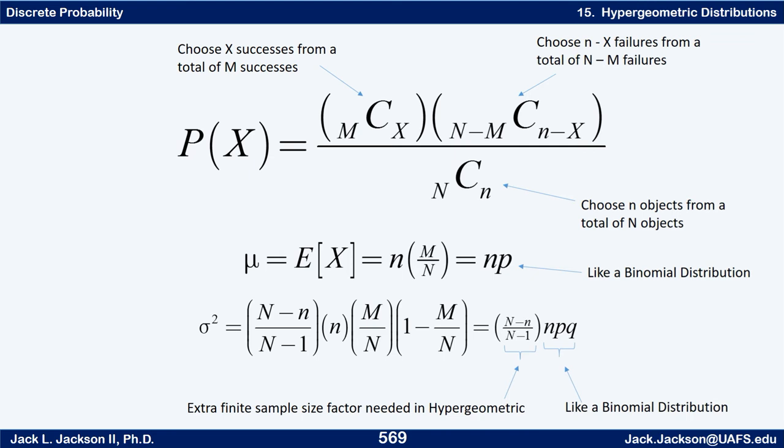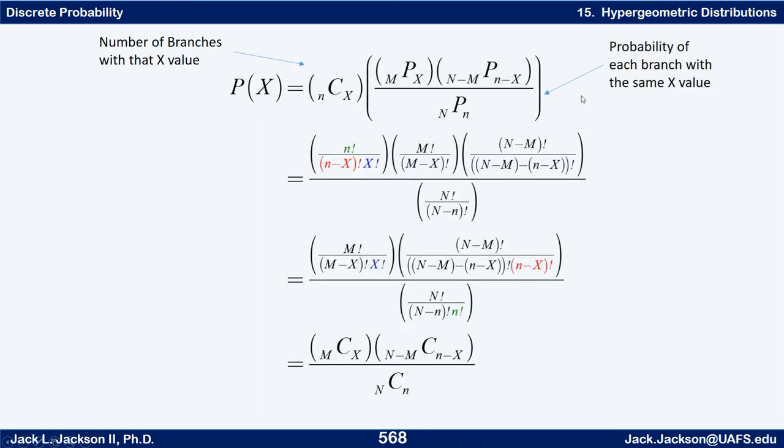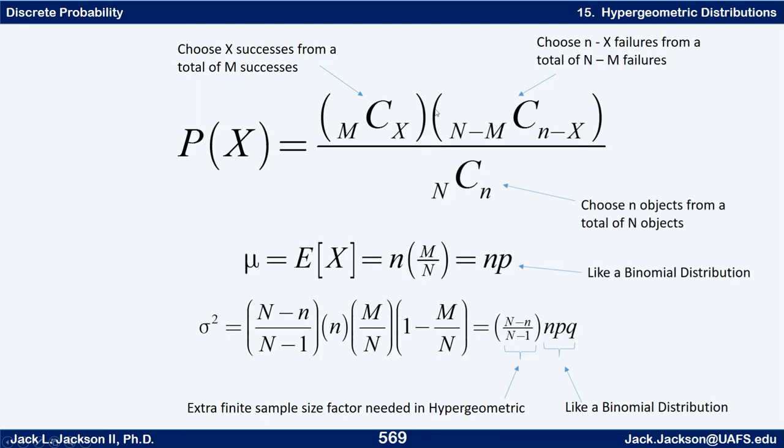This fraction here is needed in the hypergeometric, sometimes called a finite sample size correction factor. Okay, and that's to take care of the fact that we're having a finite sample size and we're doing this without replacing. Okay, so don't worry about this kind of stuff here. Worry about this formula right here.